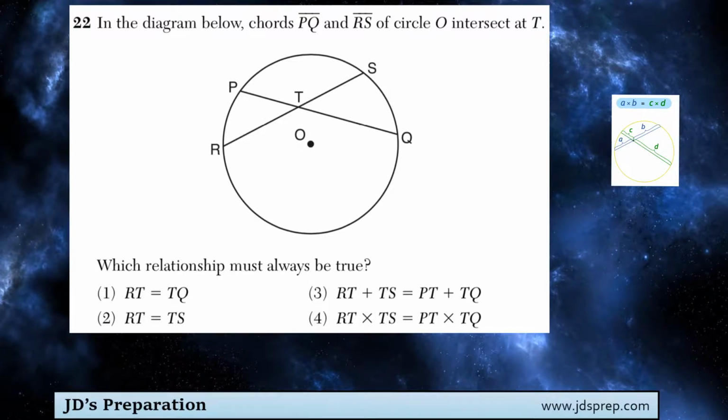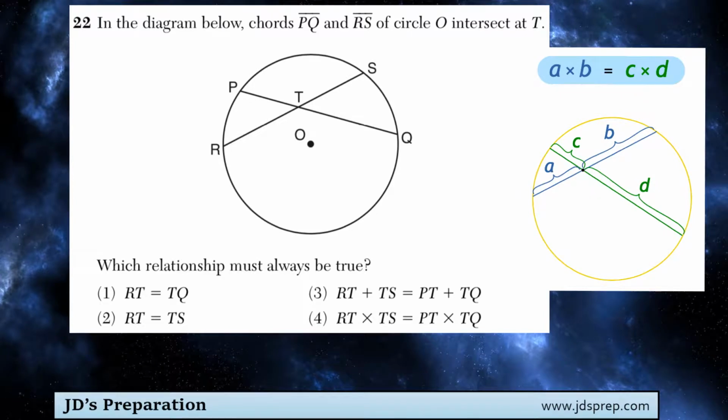In this diagram, we've got two intersecting chords, and we're trying to find out which relationship must always be true. Well, because we have two intersecting chords, you may not be surprised to hear that we're going to be utilizing the intersecting chords theorem. And I've got that off to the side here in case you've forgotten.